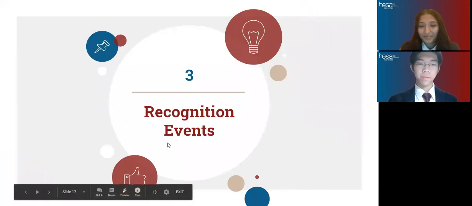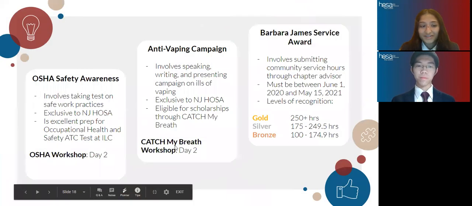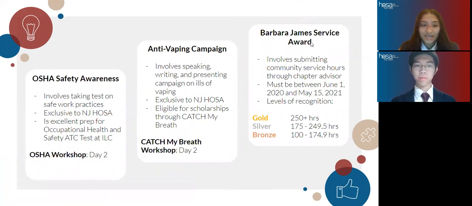And so the next topic is recognition events. And we wanted to highlight 3 of them. So the first one is OSHA safety awareness. This involves taking a test on safe work practices, and it's exclusive to NJ-HOSA. And that's just something that makes NJ-HOSA so great, because it offers stuff like this. And it's also excellent prep for occupational health and safety ATC test at ILC.